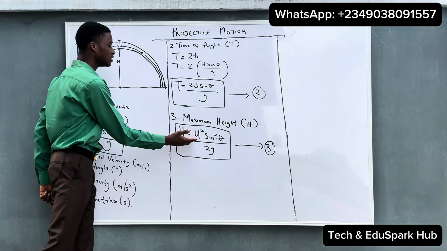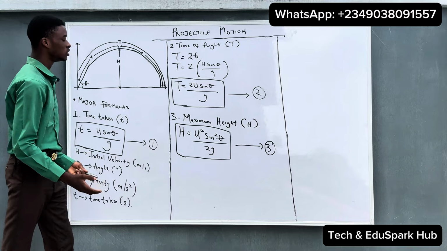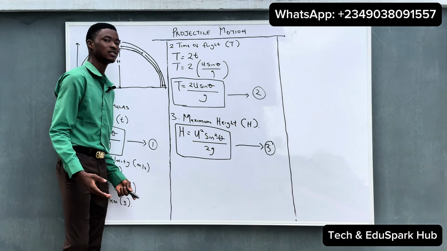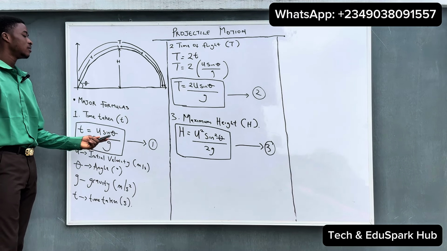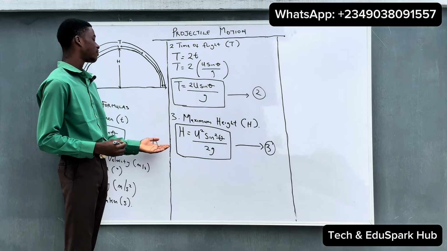So our U is still the same thing, which is the initial velocity, and our theta is still the same angle of projection, and our G, which is the gravity, is still the same. So this is the maximum height. But there are some common questions that they do ask under this maximum height.